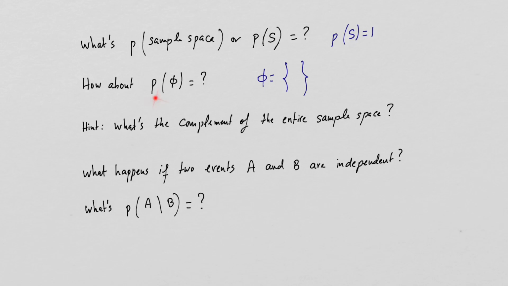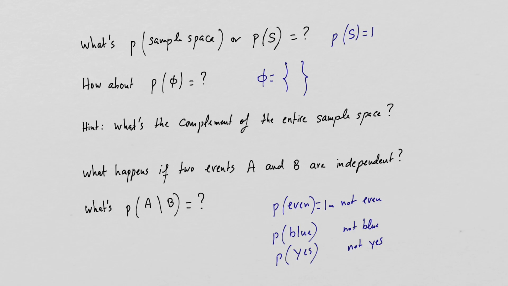So what do you think? I'm going to use the idea of the complements. Remember, the complement of even is not even. The complement of blue is not blue. The complement of yes, don't say no, okay? It is not yes. And the probability of each is 1 minus the probability of the other.